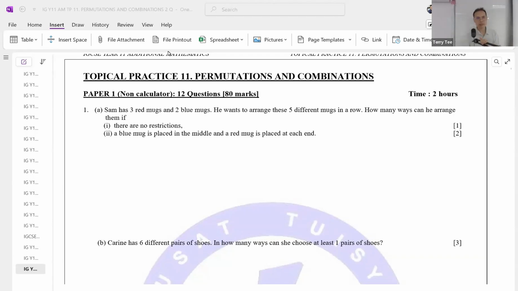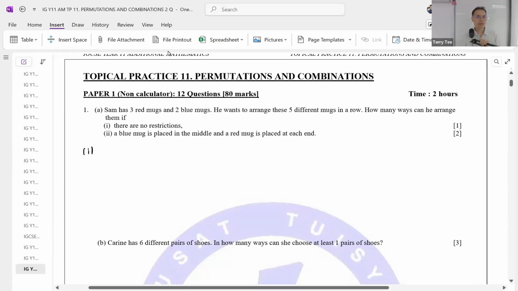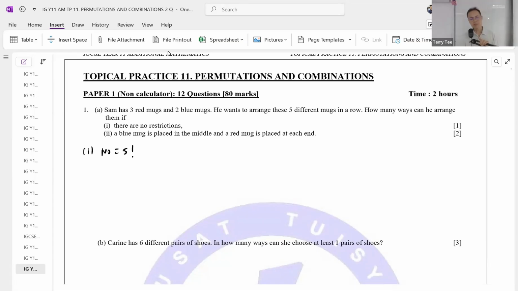Okay, let's begin. Question number 1. Sam has 3 red marks and 2 blue marks. He wants to arrange these 5 different marks in a row. How many ways can he arrange them if there's no restriction? When there's no restriction, 5 marks in a row, very easy, guys. How many ways to arrange 5 items in a row? Answer: 5 factorial.